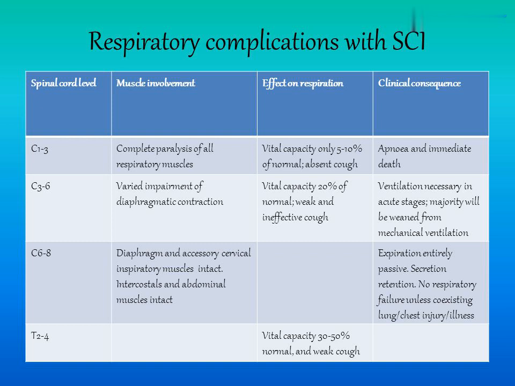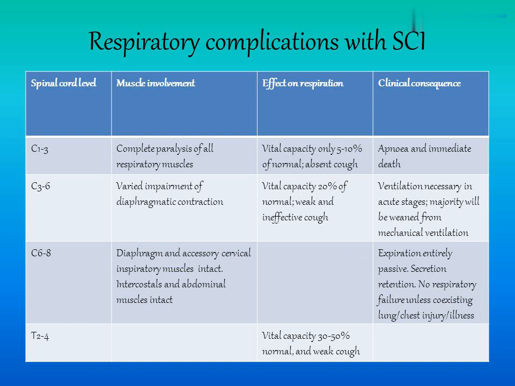C3-6. Varied impairment of diaphragmatic contraction. Vital capacity 20% of normal, weak and ineffective cough. Ventilation necessary in acute stages, majority will be weaned from mechanical ventilation.